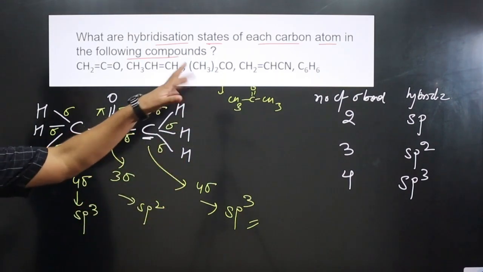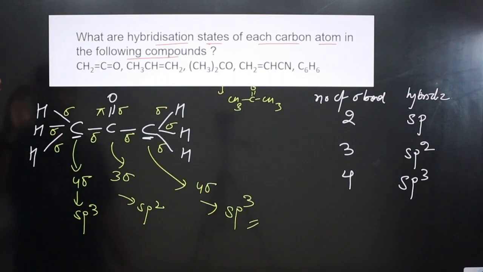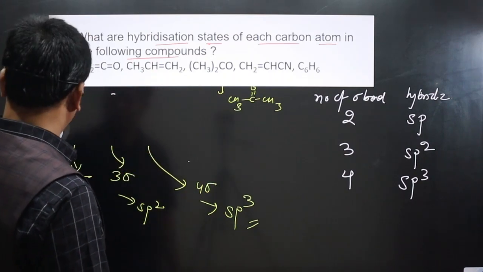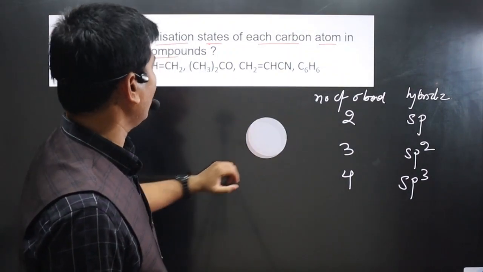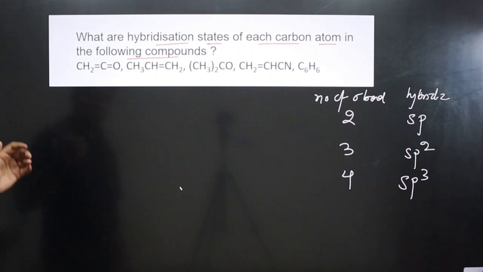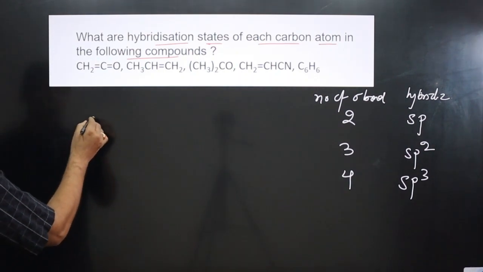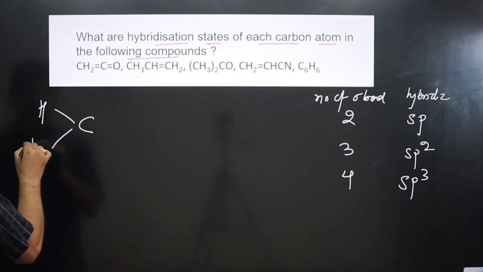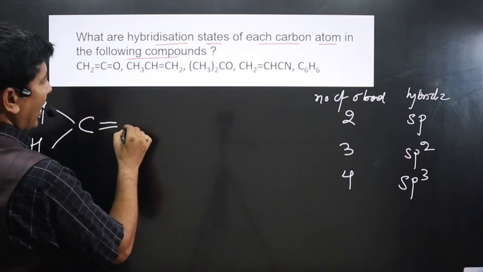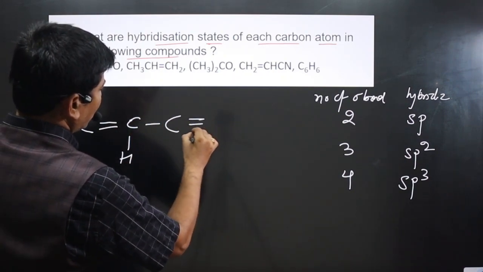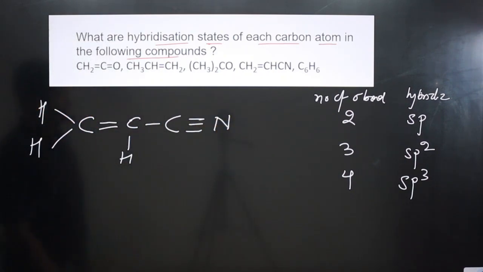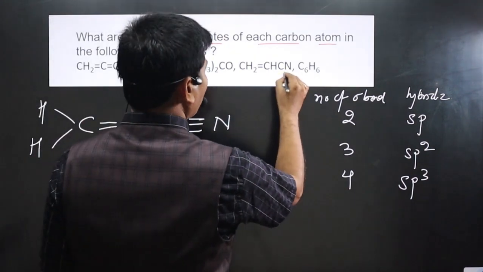Okay, now move on to the next compound. We have CH2 double bond CH, and a CN, cyanide group is there. So to this CH2 carbon you can see 2 hydrogens are attached. Then we have a double bond, and to this carbon 1 hydrogen is attached, and then we have CN, C triple bond N. Okay, this is the compound we have. This CN means C triple bond N.